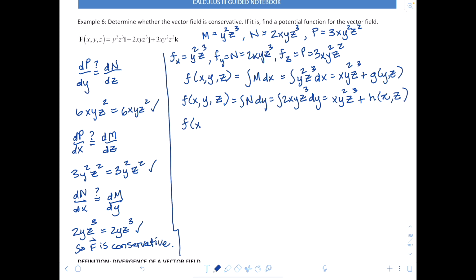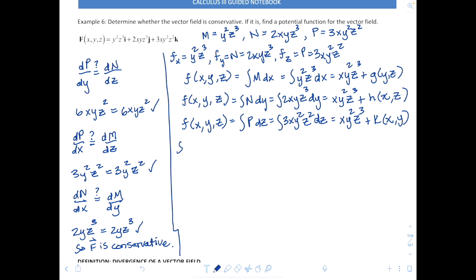Well, looking at, bet you guess what I'm doing now. If we integrate p with respect to z, right, well, we'd be integrating 3xy squared z squared dz. And so that would end up being, what will we get? The 3 will divide out, so we'll have x y squared z cubed plus some other function k, and that would be in terms of x and y.